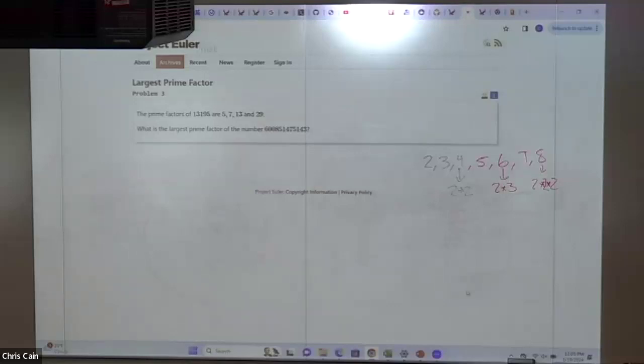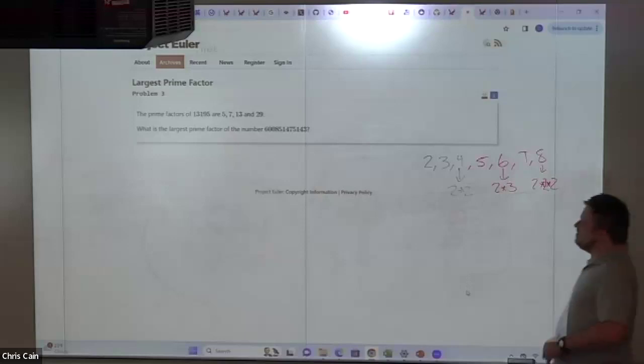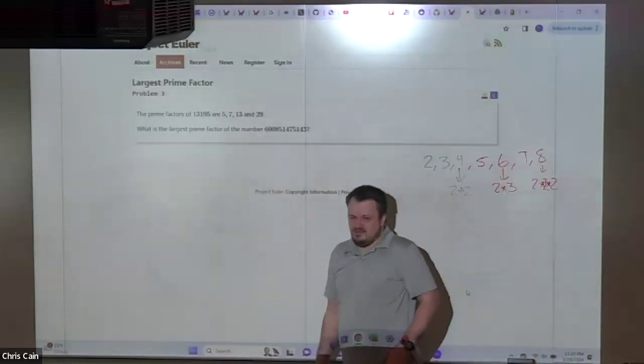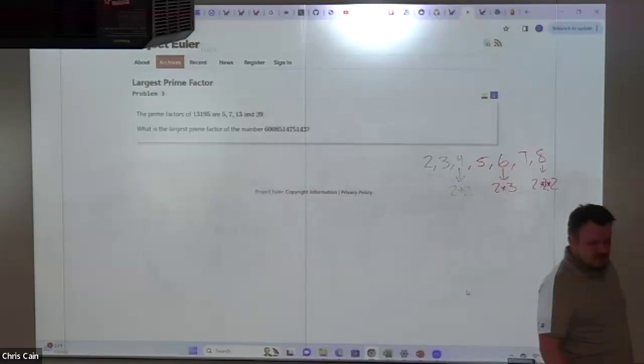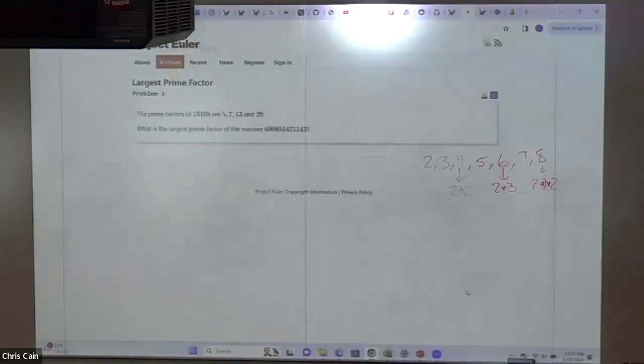Because of this, there is an algorithm that we can write to be able to find the prime factors of large numbers. And it is actually relatively efficient.